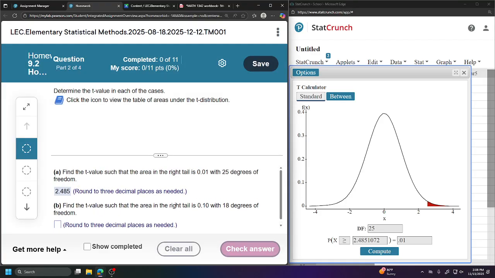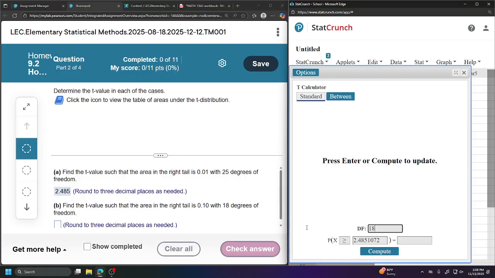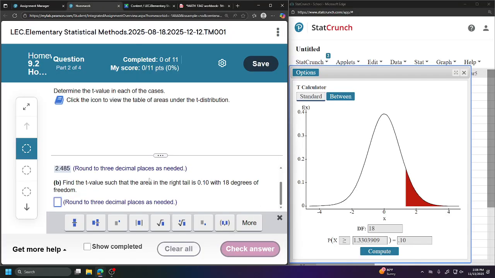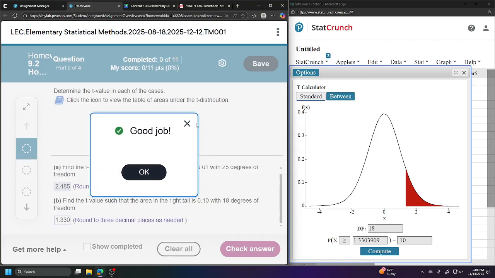Right? So it's all in StatCrunch. Everything's there. We just need to know where to go, right, and what to do. Now it says the right tail for, what is this percentage now? Yeah, 10%, exactly. So let me change it to 18 here. 10%. Toss it in. 1.330. There you go.